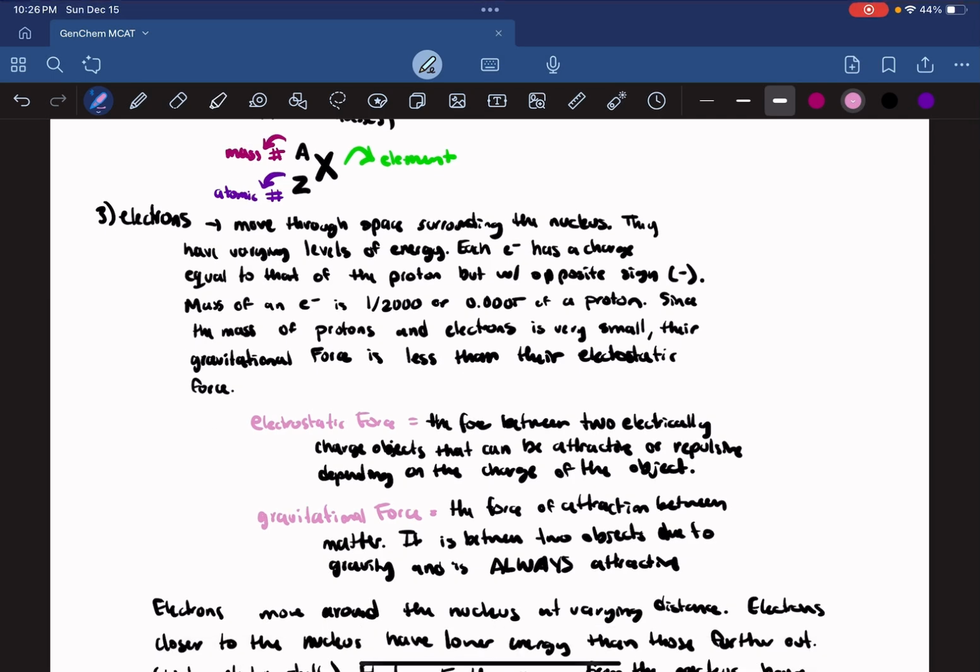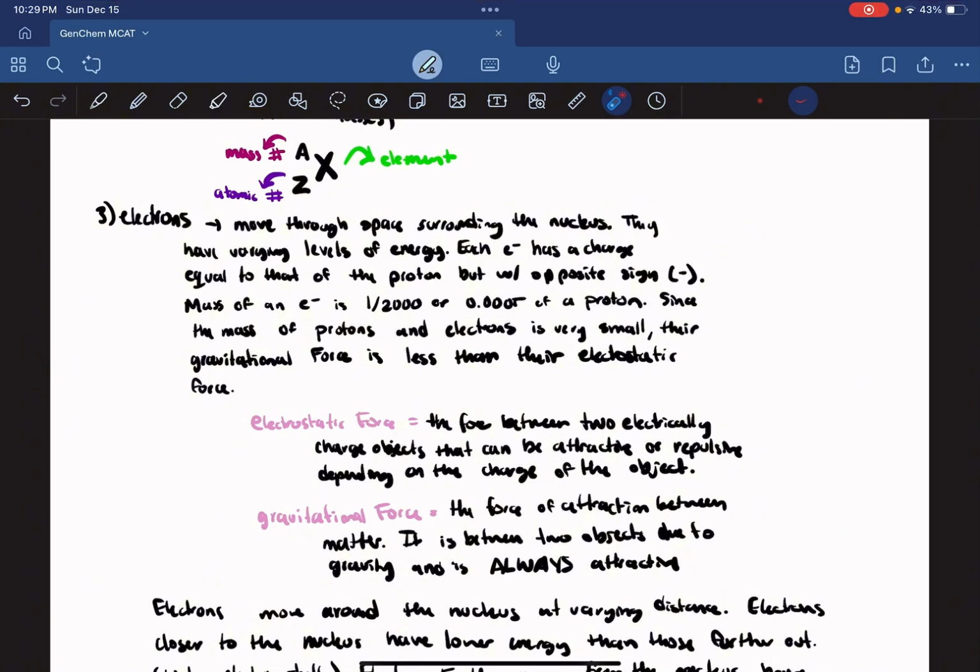Electrostatic force is a force between charged objects that can be an attractive or a repulsive force. And this varies depending on the charge of the object. So we talked about the mass of electrons relative to that of a proton. Now we need to talk about the mass of protons and electrons and how that affects the force between them. Since we all know that electrons and protons have very small masses, their gravitational force, or the force of attraction between their masses, is not as important as their electrostatic force.